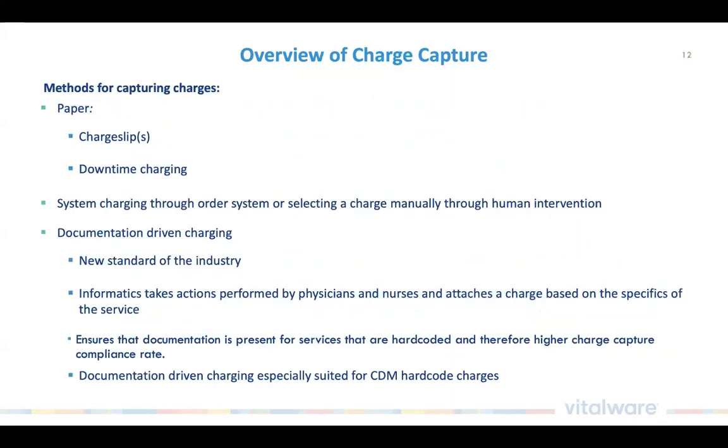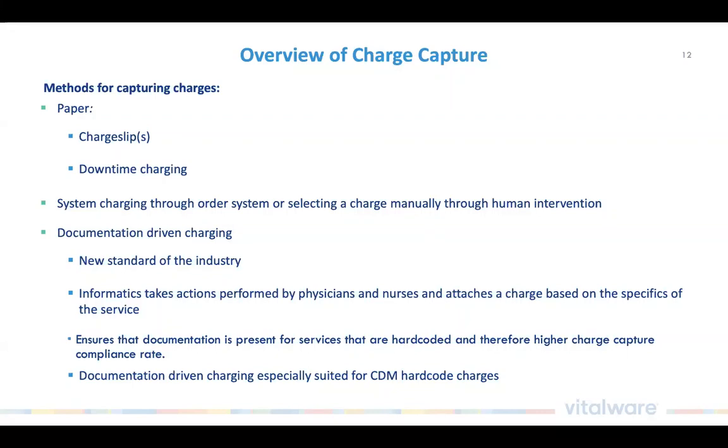The method for charging that is the least advantageous is paper, charge slips and downtime charging. System charging through order entry or through a human intervention also leaves room for charging the wrong charge, forgetting to charge, or overcharging.